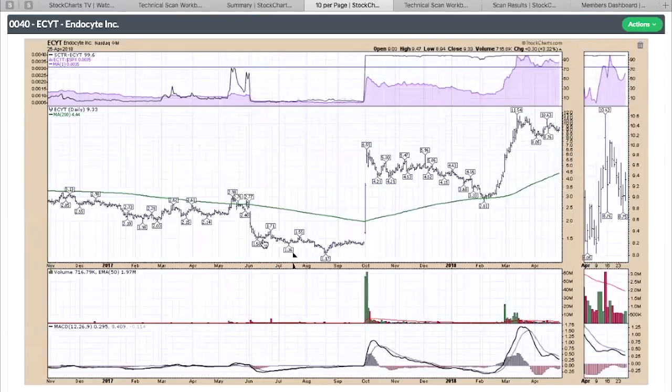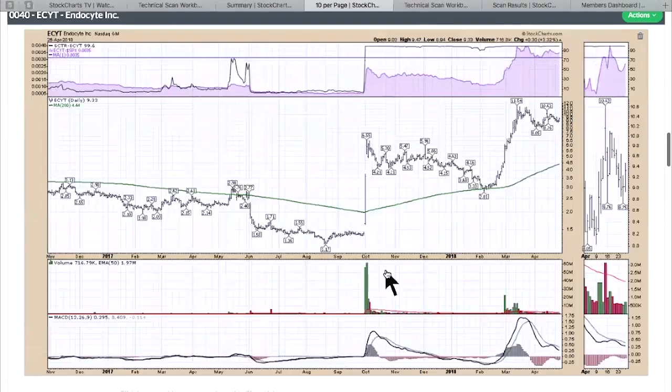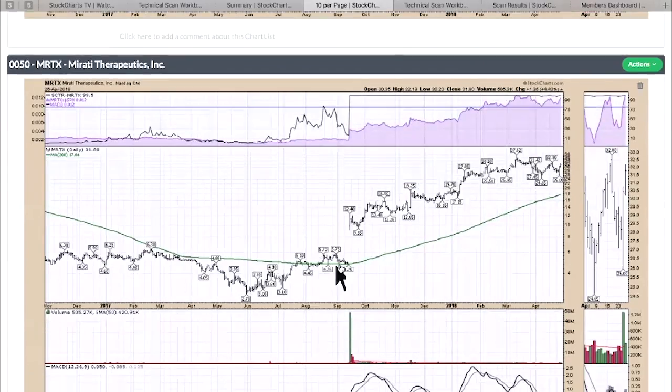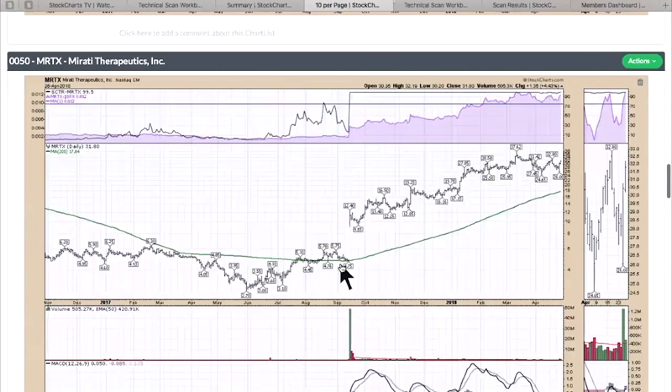I don't think you're ever going to buy this base down here, but the whole idea in pharmaceuticals is once they have something that's starting to work, you want to get on board. And the scooter ranking isn't going to let you get on really until it's above the 200-day moving average. And I'm going to show you one exception to that in a little bit.